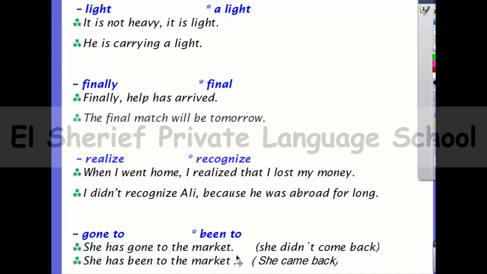Okay, number 1, she has gone to the market. It means that she didn't come back. Number 2, she has been to the market. It means she came back.